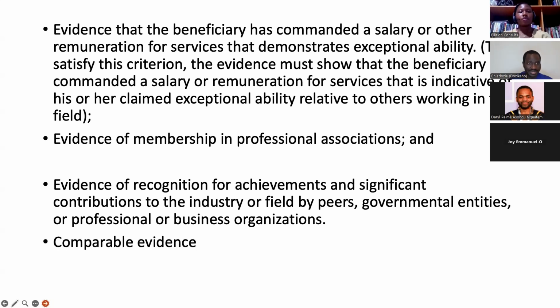Then we'll look at the next one, which shows that you could also give them comparable evidence. Anything that is not listed there, you could also provide for them. Like, anything that you could think is professional, that you've achieved in the course of your career, you could provide it.